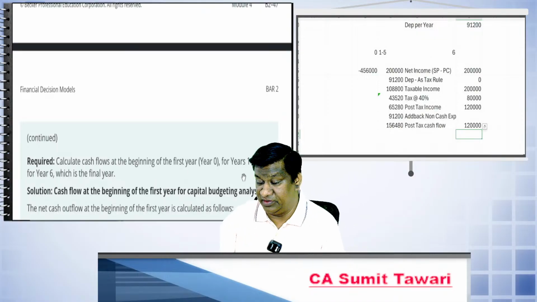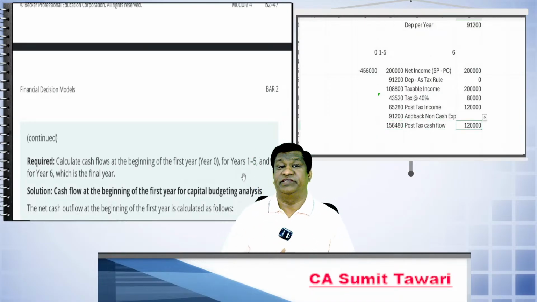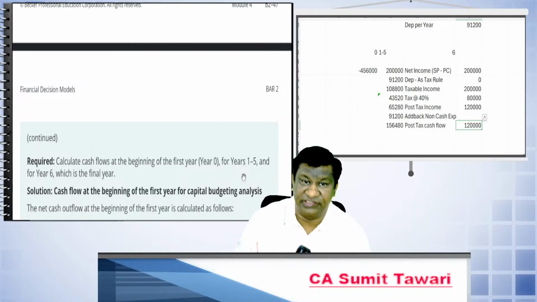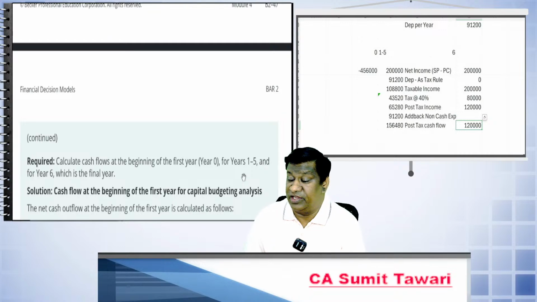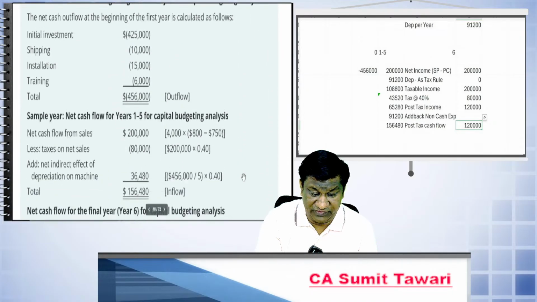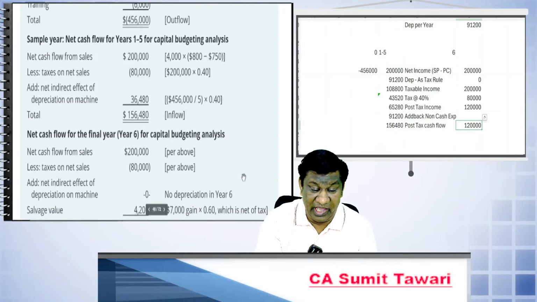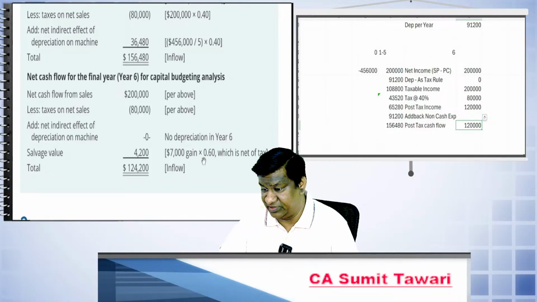So minus 456,000 is for year 0, then 156,480 for years 1 to 5. And in the 6th year, because we have already consumed all the tax benefit by the end of the 5th year, I cannot claim the tax benefit, so I need to pay tax on the entire income. So this way we are going to calculate. 456, then 156,480, and for the 6th year, I forgot something.